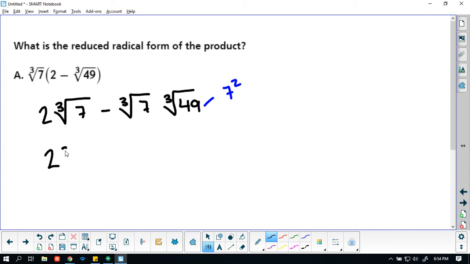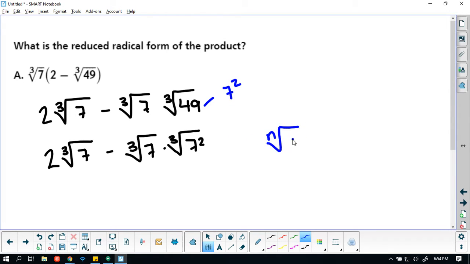So 2 cubed root 7 minus cubed root 7 times cubed root 7 squared. Going back to the concept check of this lesson, I know that if I have the nth root of a times the nth root of b, I can say that this is the nth root of a times b. So that's what we're going to do here.